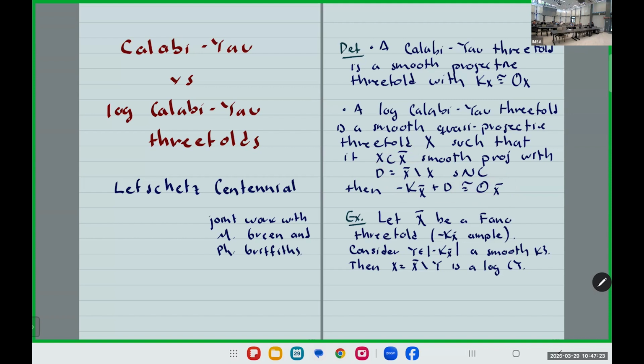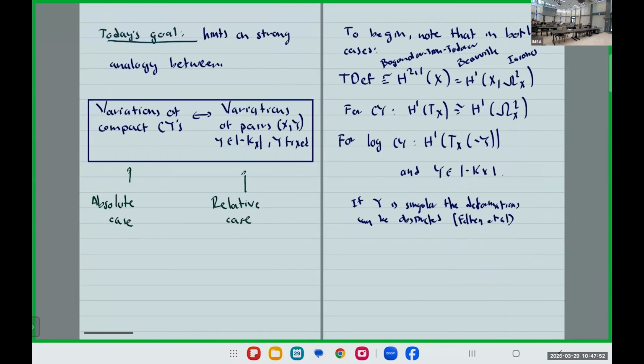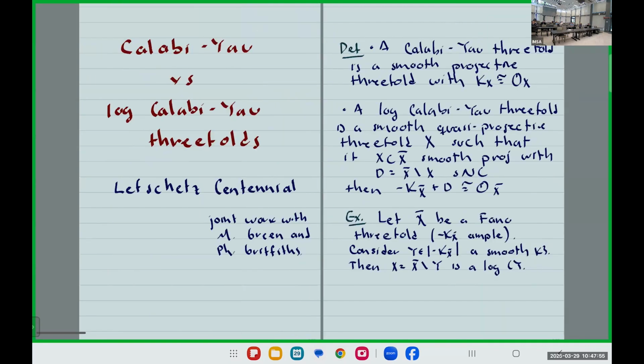The example that I will be considering the most is where I consider X bar to be a Fano threefold. So in this case, minus K_X is going to be ample. And I'm going to consider a smooth K3 in this anti-canonical divisor. Then I'm just going to remove this K3 from the Fano. And this is going to be a low Calabi-Yau threefold that I will be interested in. So you mean plus K? That's correct. Yeah, right.